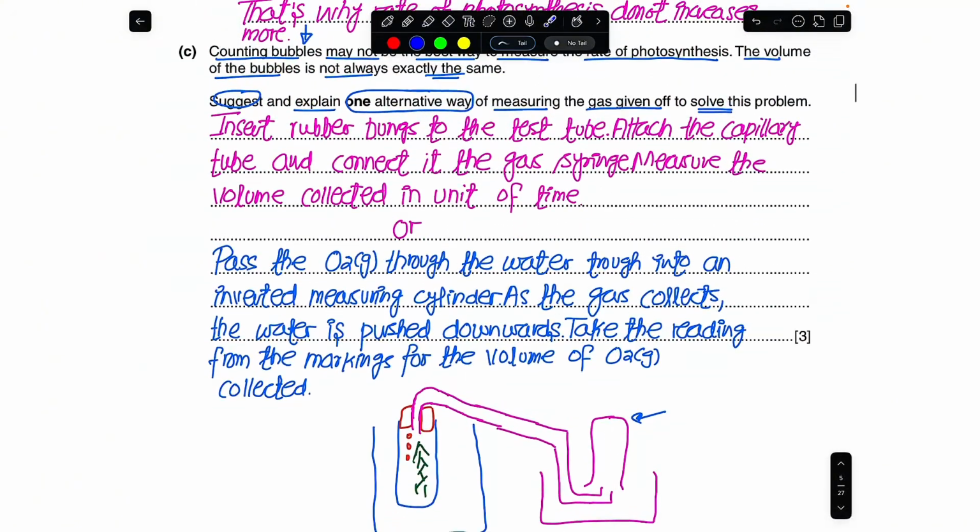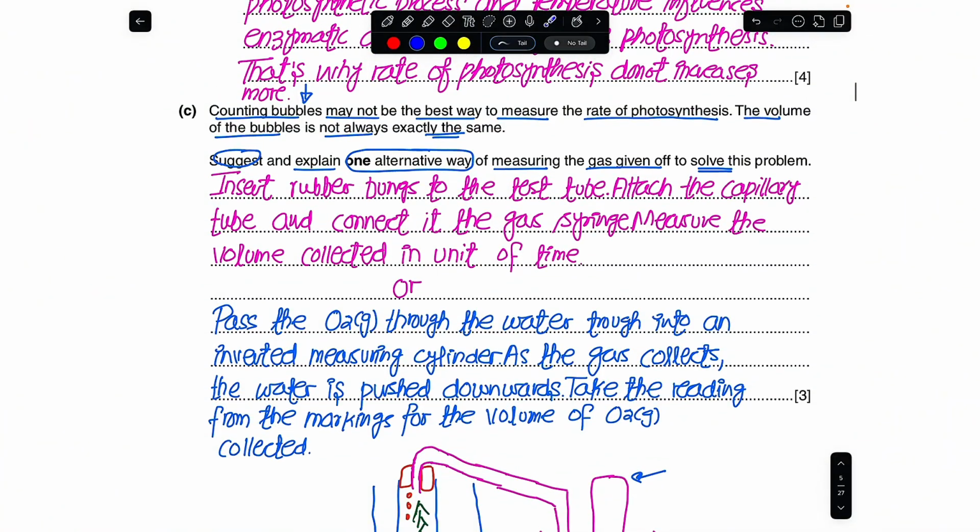So this is how you were required to be writing it in terms of the points. I have written two answers. I have said that you are required to be adding the rubber bungs to the test tubes, and then we would attach the capillary tube and connect it to the gas syringe. And any volume of the oxygen gas that we have collected, we would divide it by the unit of time. This is an alternative.